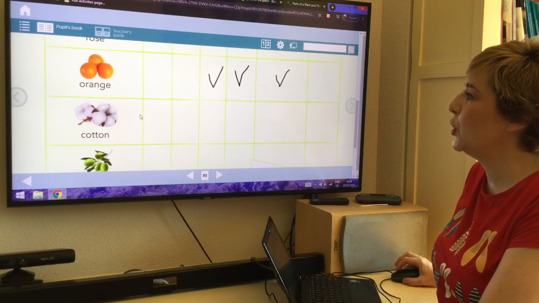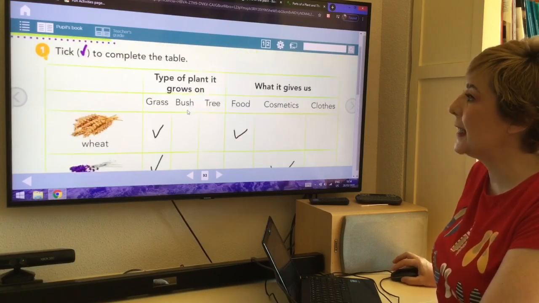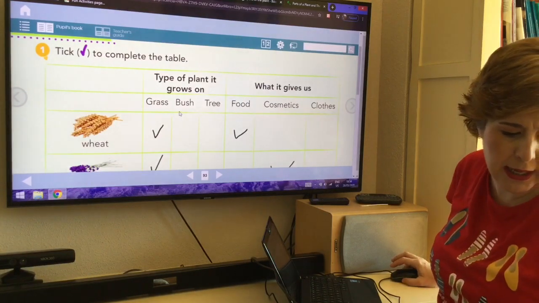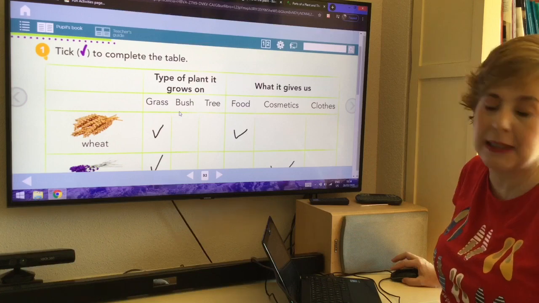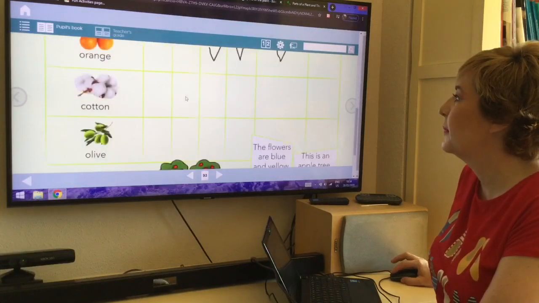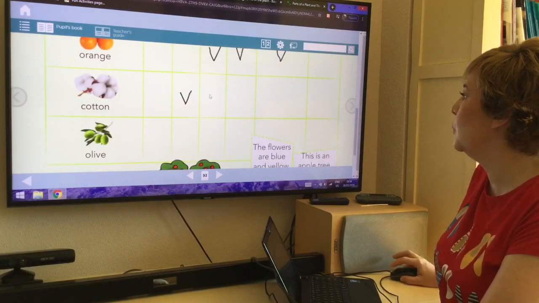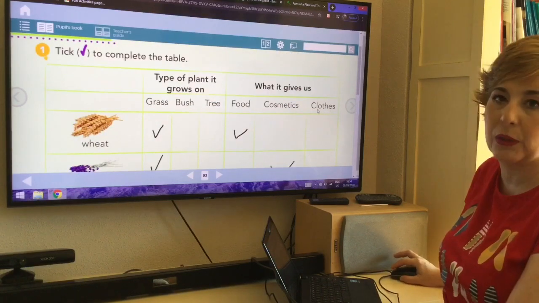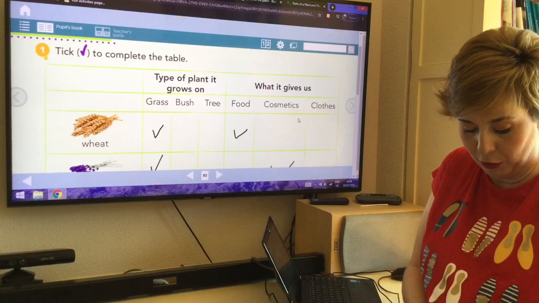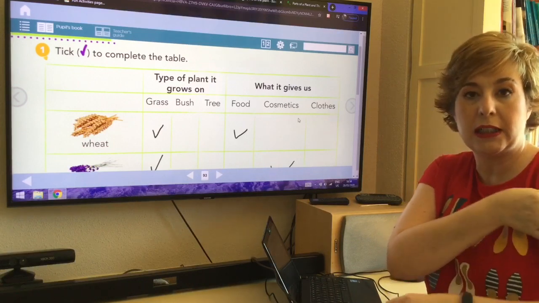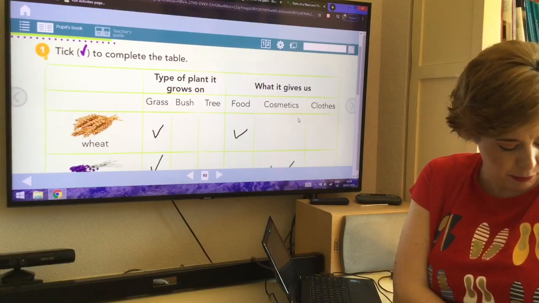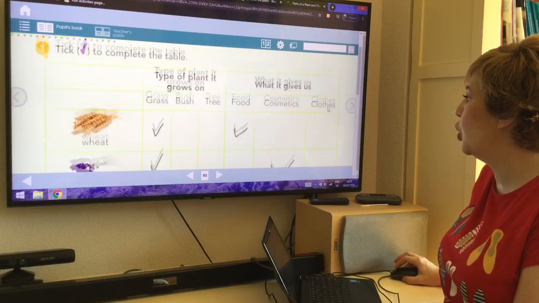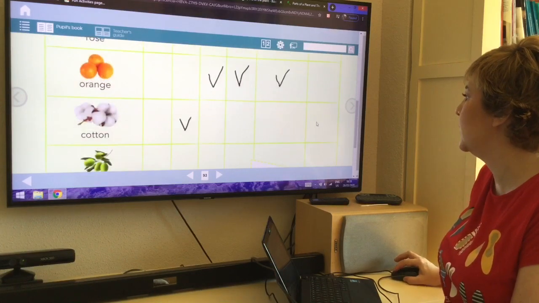Cotton. Cotton is a bush. It's not a grass, it's a bush. And it gives us, the second one, it gives us food, cosmetics, or clothes. Well, this is made of cotton. This t-shirt is made of cotton. If you see the label here, it says made of cotton. So it gives us clothes. Clothes is the last one.